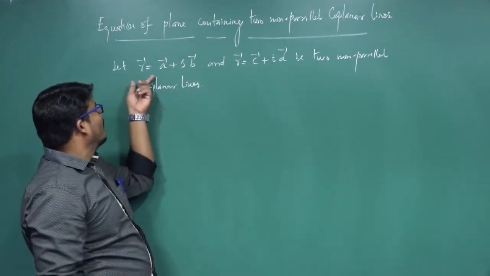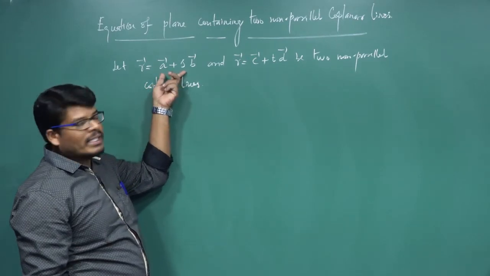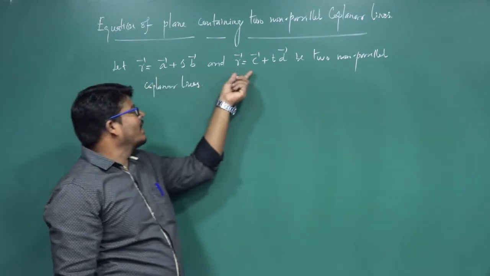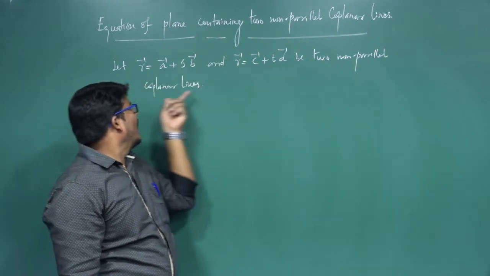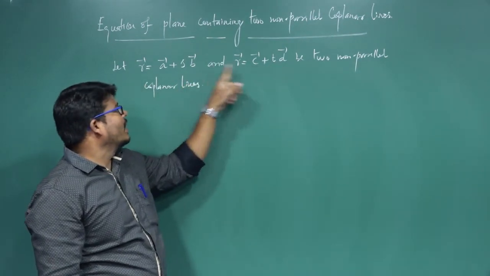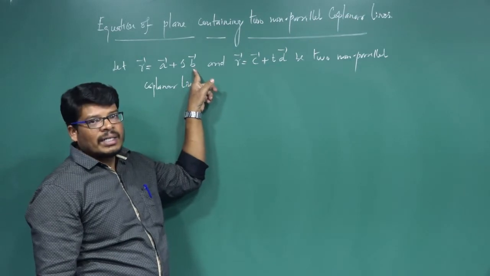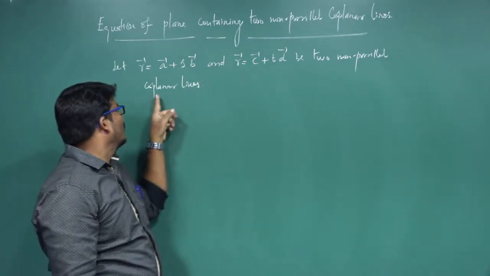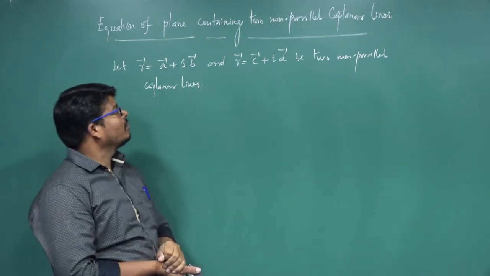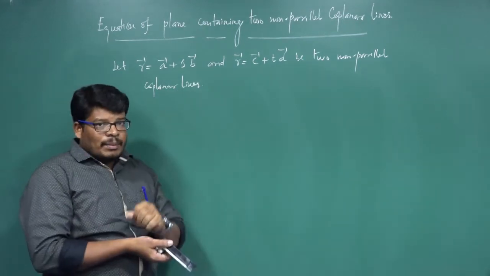Let r vector equal to a vector plus s of b vector be one of the lines, and r vector equal to c vector plus t of d vector be the other. Two non-parallel lines means b and d are non-parallel, that is, b vector is not a scalar multiple of d vector. b and d are non-parallel coplanar lines. Now find the equation of the plane.